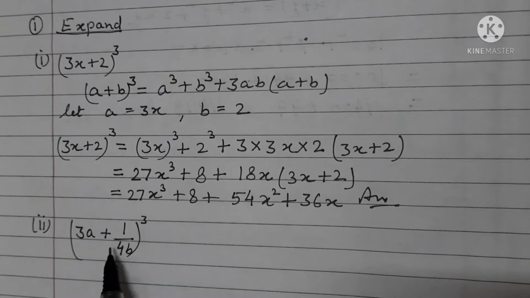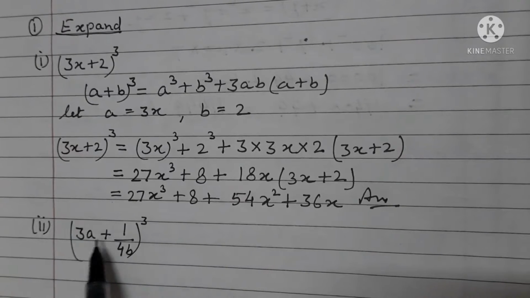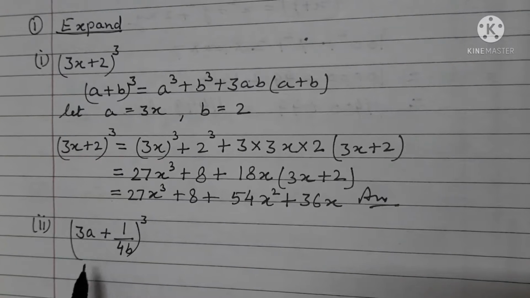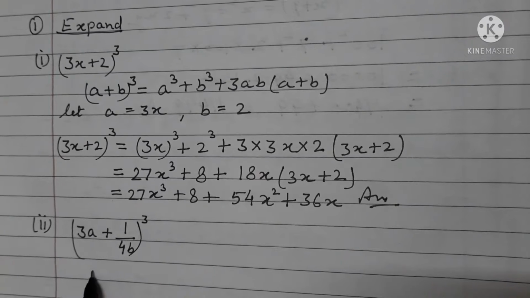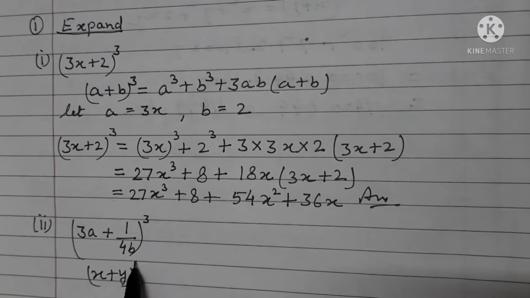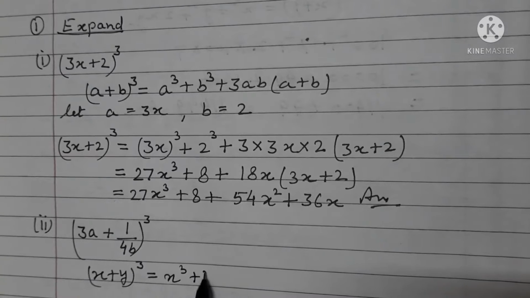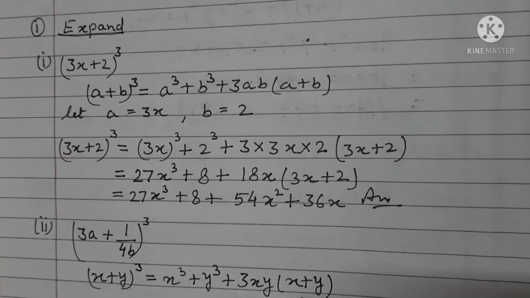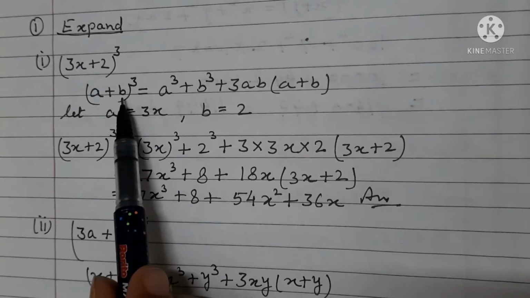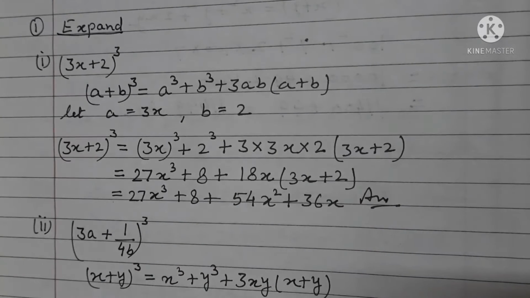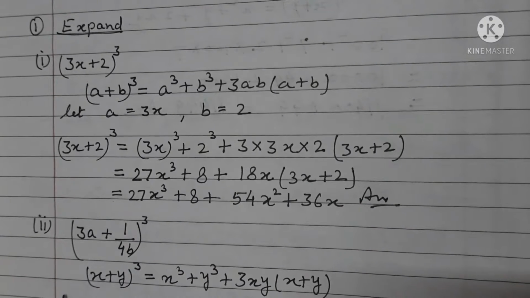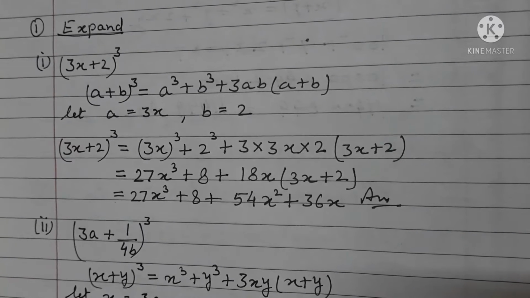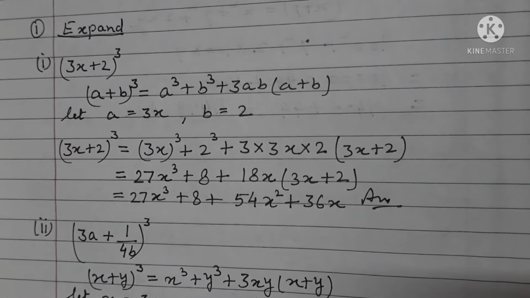Now the second part is (3a + 1/(4b))³. Here the terms are given in a and b, so we will use the formula in x and y. (x + y)³ = x³ + y³ + 3xy(x + y). And see, here we are using a plus b in the formula. Now suppose x = 3a and y = 1/(4b).